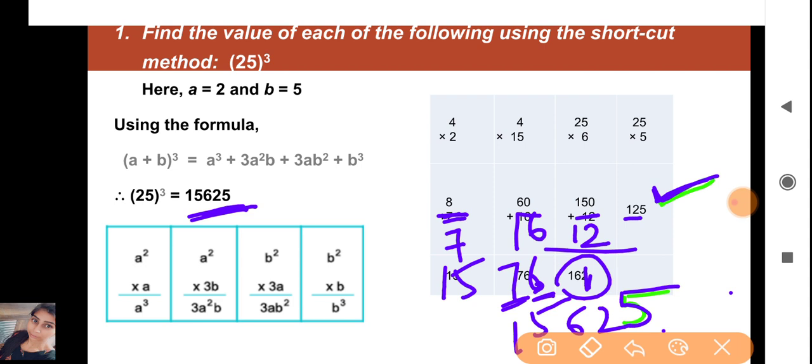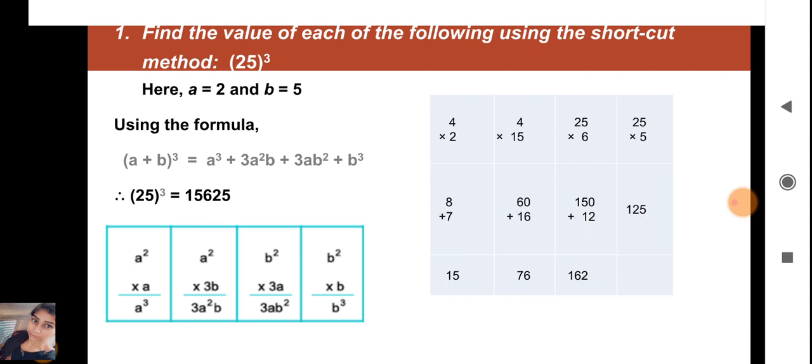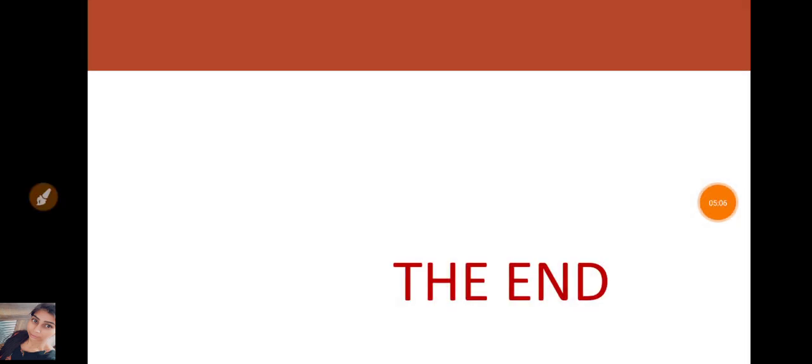You can use the other method of direct multiplying and check whether we are getting the correct answer or not. And with this we have completed the second exercise of the chapter cube and cube roots. In the next one we are going to discuss finding the cubes. Till now we have studied finding the cubes of a number, and afterwards we are going to start with finding the cube roots of a number. So thank you everyone.